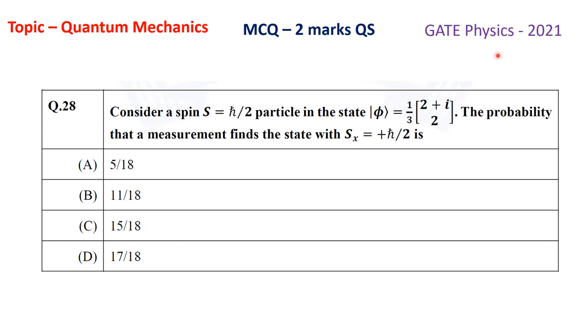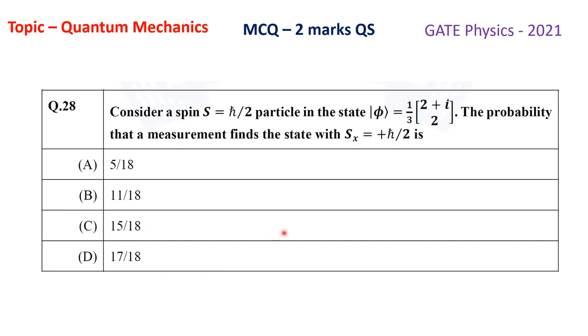This question was asked in the GATE Physics paper 2021. It is an MCQ type, 2 marks question and the topic is quantum mechanics. The question is: consider a spin S equals h cut by 2 particle in the state phi. In matrix form it is 1 by 3 times (2 plus i, 2). The probability that a measurement finds the state with Sx, that is the x component of the spin, equal to plus h cut by 2 is: option A 5 by 18, option B 11 by 18, option C 15 by 18, and option D 17 by 18.